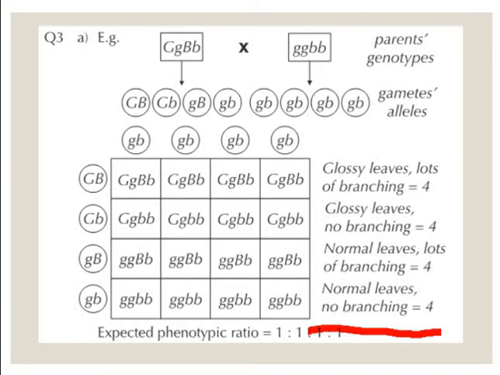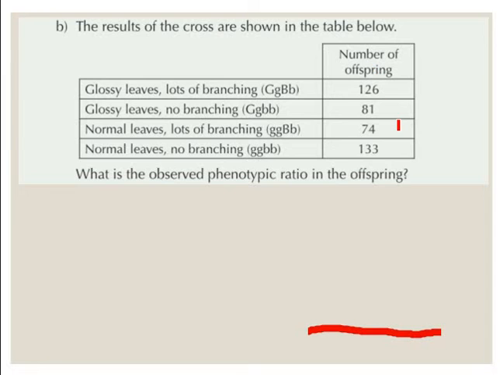Now the second part of that question, the results are shown in the table below. So we've got 126 offspring that do have glossy leaves and lots of branching. We have 81 that have glossy leaves and no branching, 74 with normal leaves, lots of branching, and 133 normal leaves with no branching. What is the observed phenotypic ratio in the offspring? We had the expected being 1 to 1 to 1 to 1.